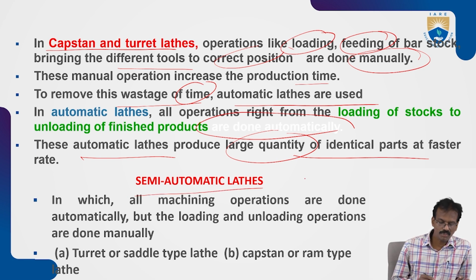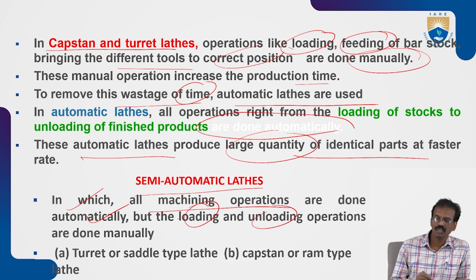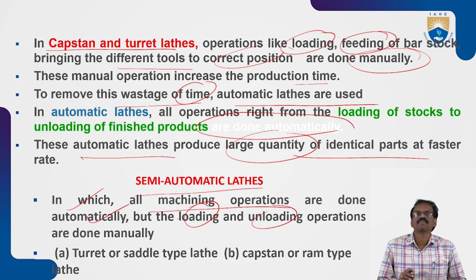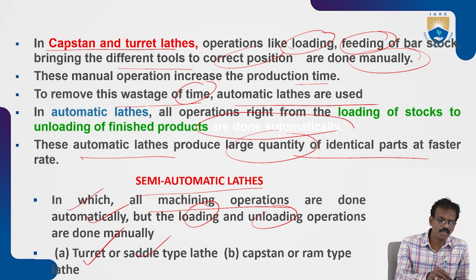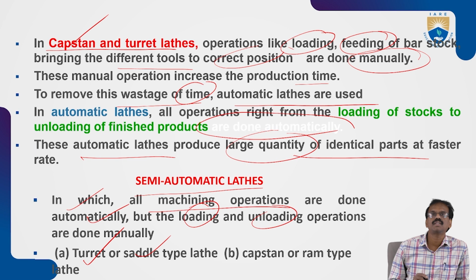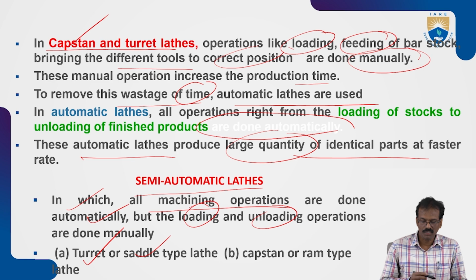In semi-automatic lathes, all machining operations are done automatically, but loading and unloading operations are done manually. So it is turret in the case of the turret lathe machine, and saddle in the case of capstan lathe machines. So these are the turret or saddle type lathes. Otherwise, capstan and turret lathe machines are examples for the semi-automatic lathes.